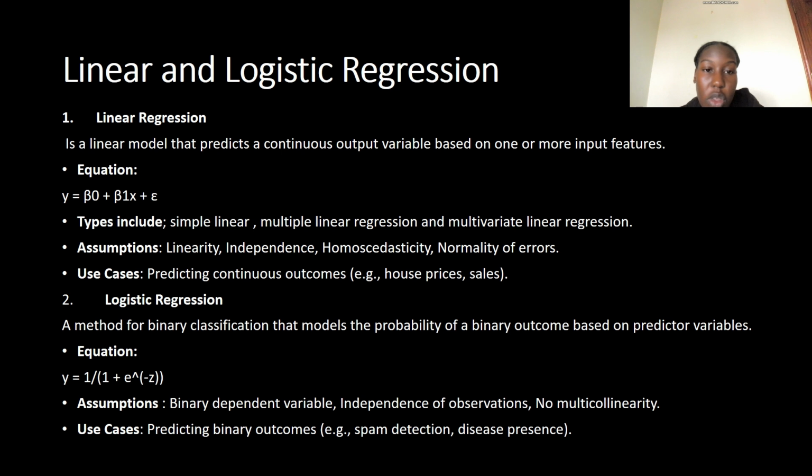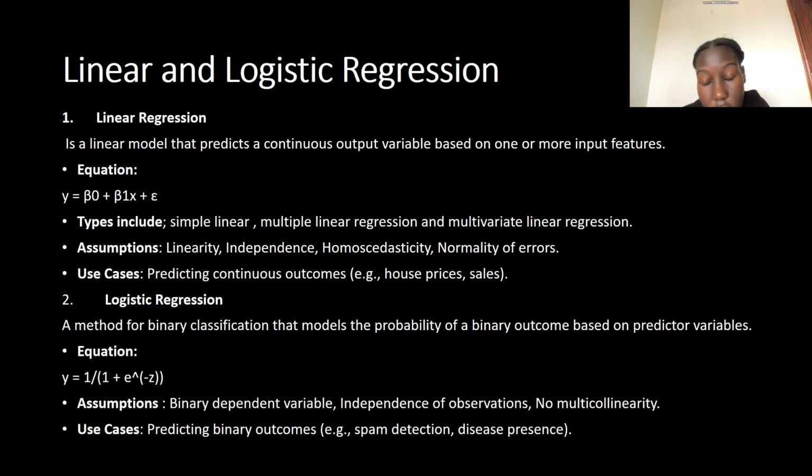Another key assumption is independence, which says that each observation is independent of the others, and the next one is homoscedasticity, which states that the variance of the errors is constant across all levels of independent variables. And lastly, normality of errors, which states that the errors are normally distributed.